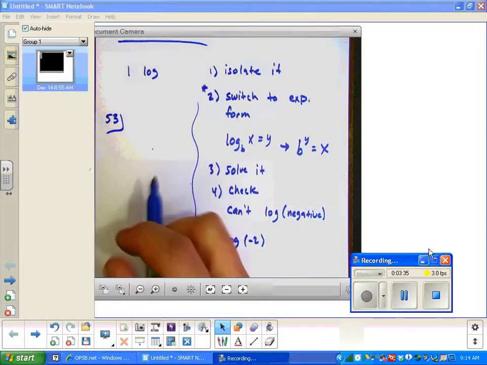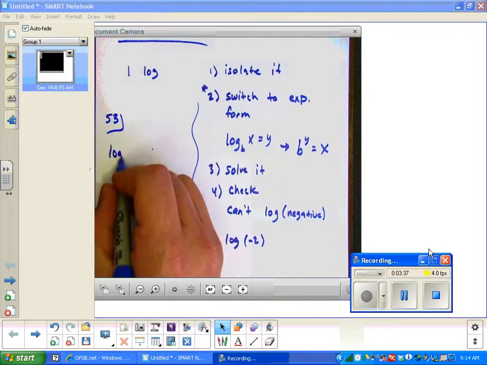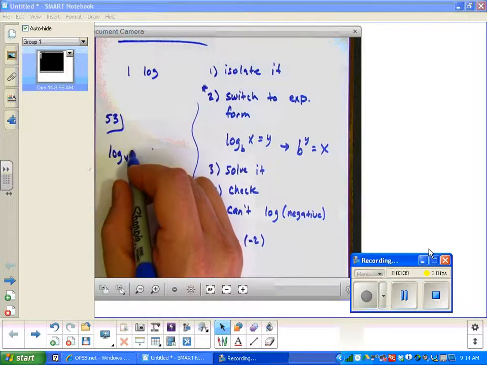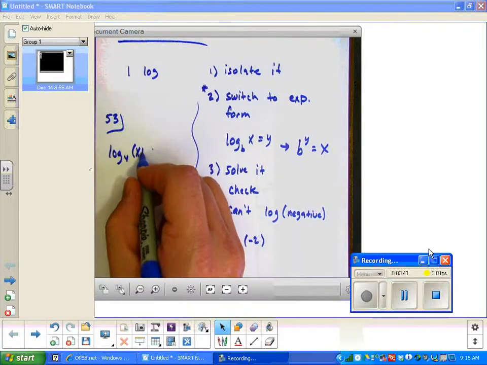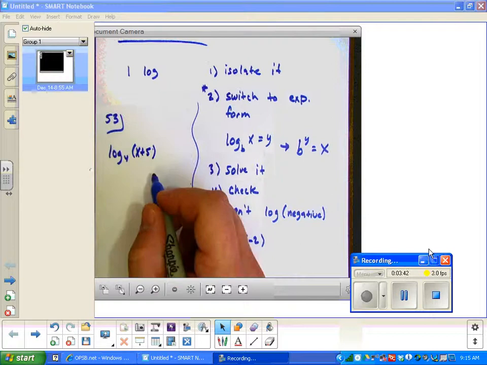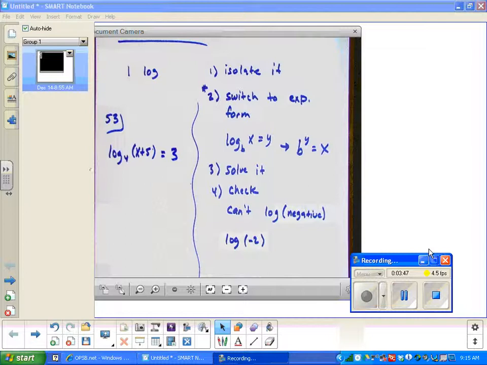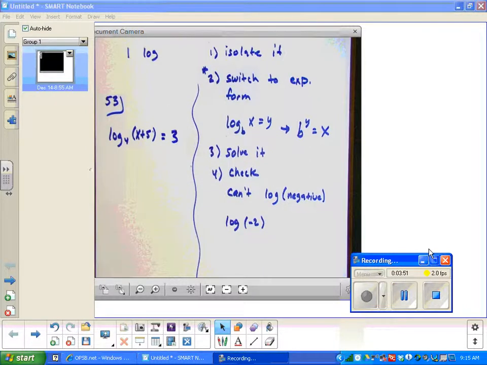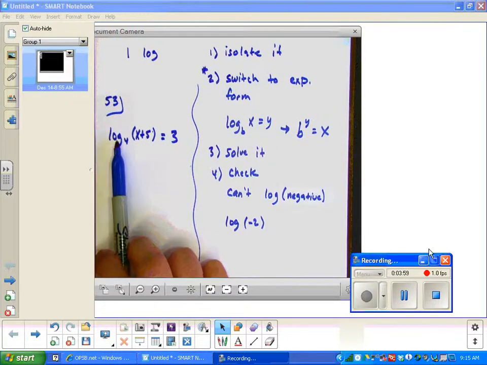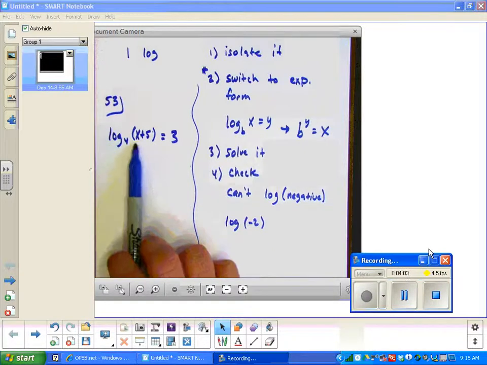This one has log base 4 of x plus 5 equals 3. Do you see where I'm at, number 53? First thing, we said isolate the log. What's really the log here? Yeah, x plus 5. So it's pretty much already isolated.